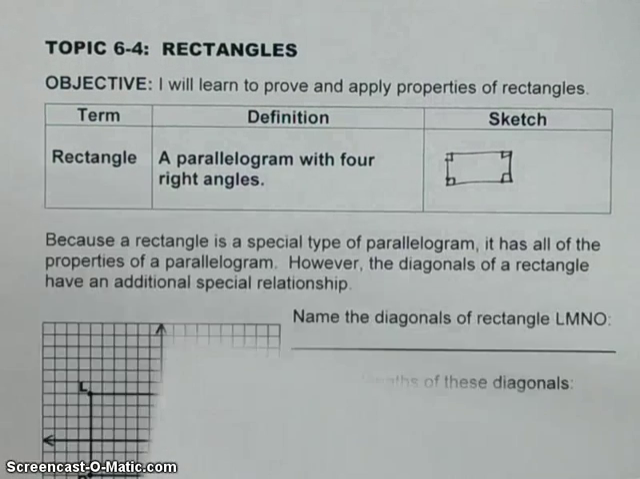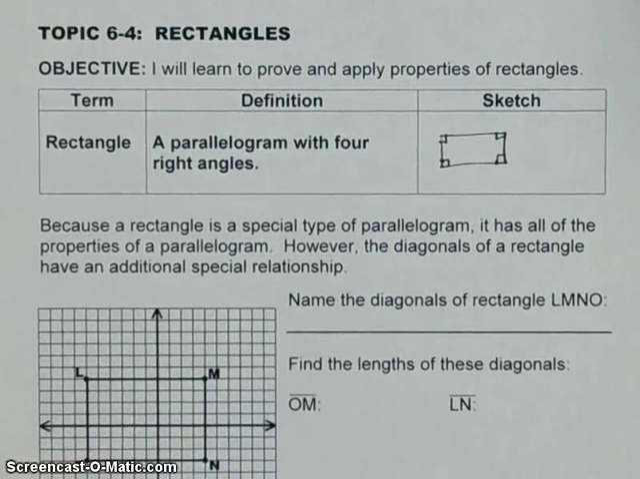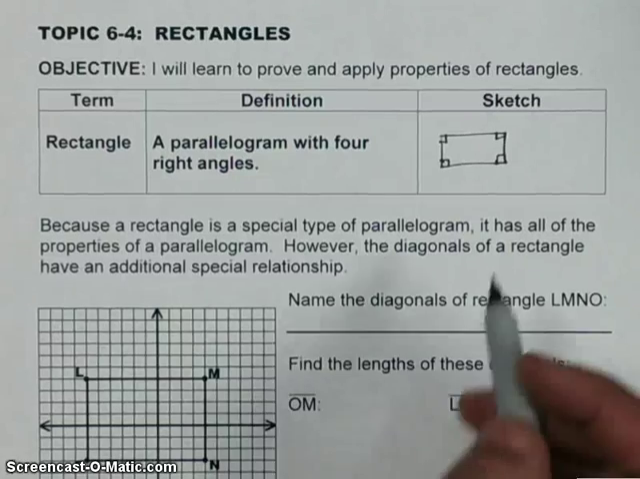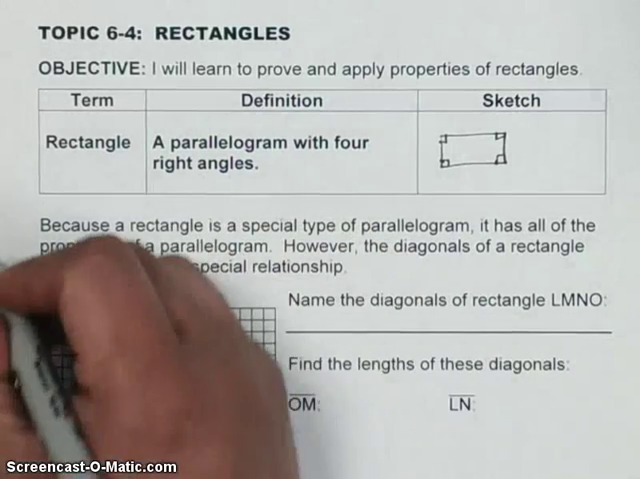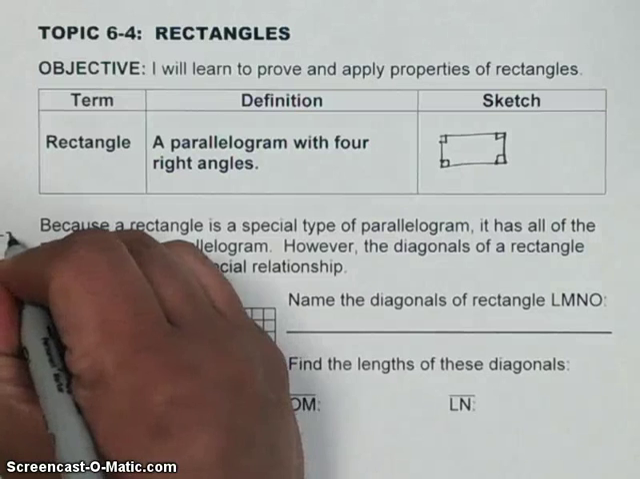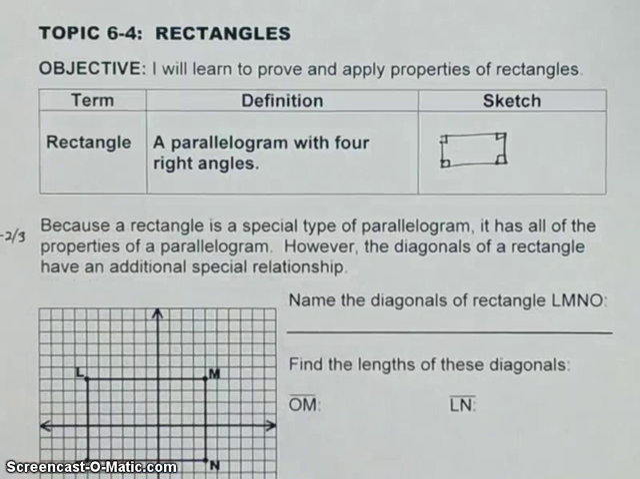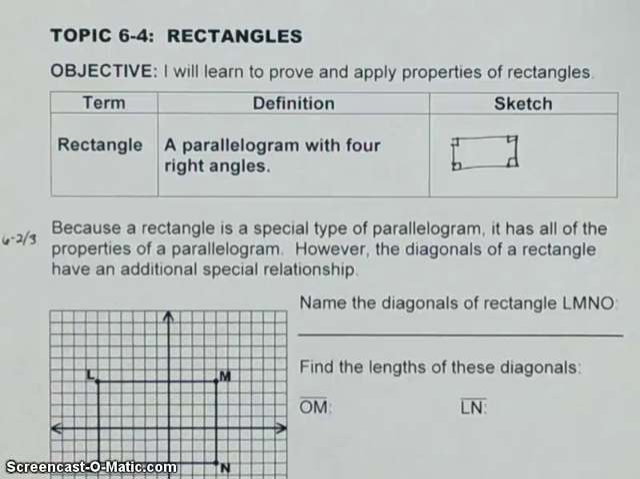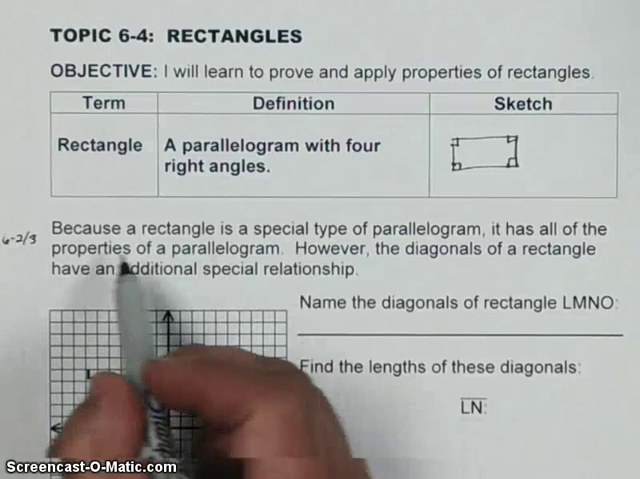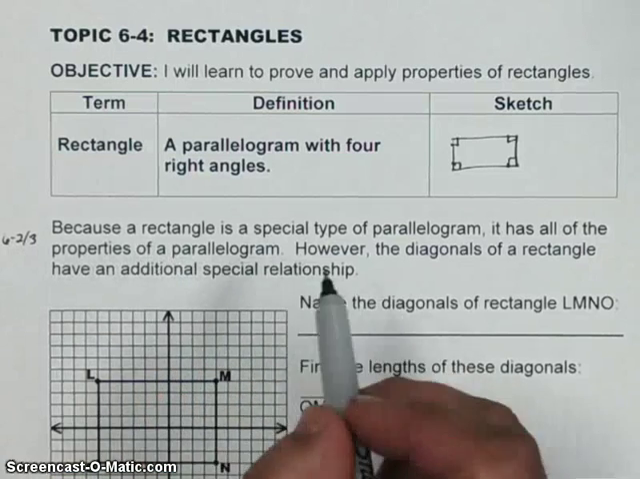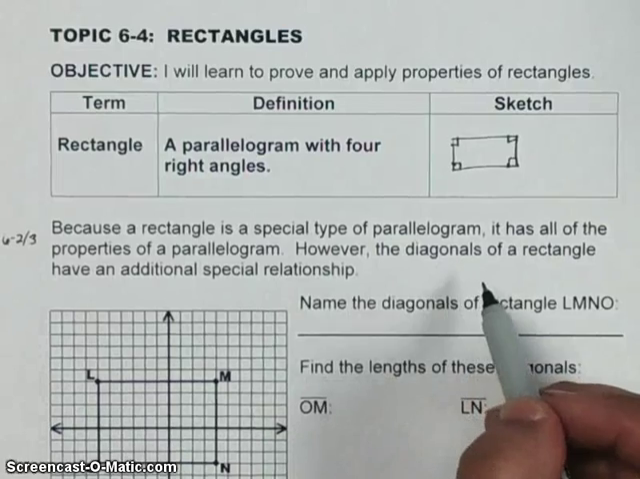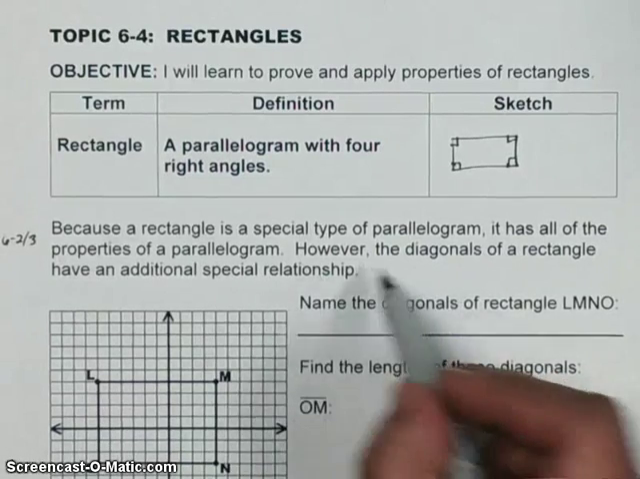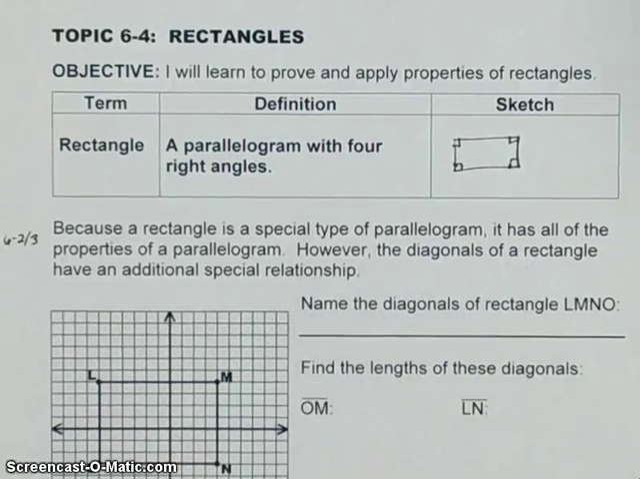Okay. Now, because a rectangle is a special type of parallelogram, it has all the properties of a parallelogram. That's what you learned when you were watching 6.2 and 6.3. We combined those two lessons, 6.2 and 6.3, properties of a parallelogram. Except for a rectangle, it's going to have an extra property, one more thing that we can look at. The diagonals of a rectangle have an additional special relationship.